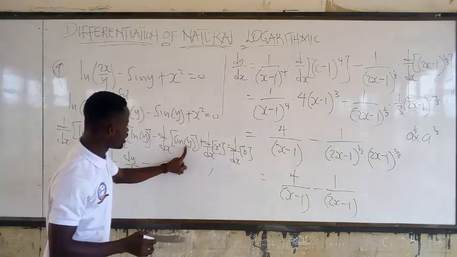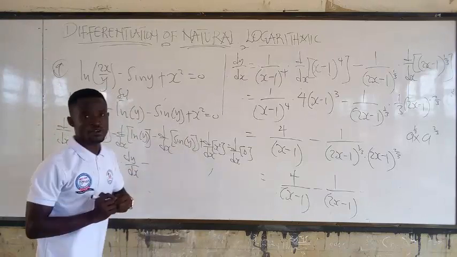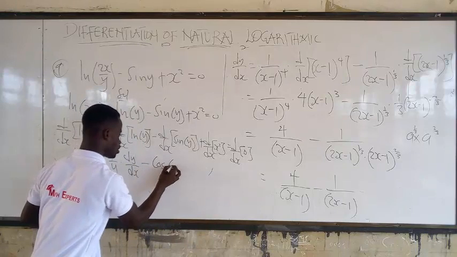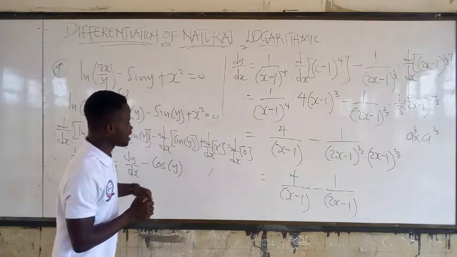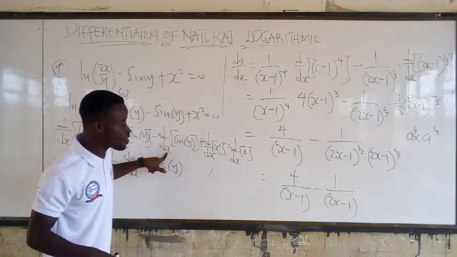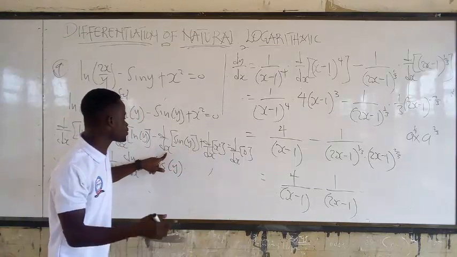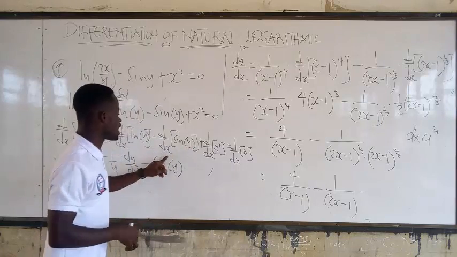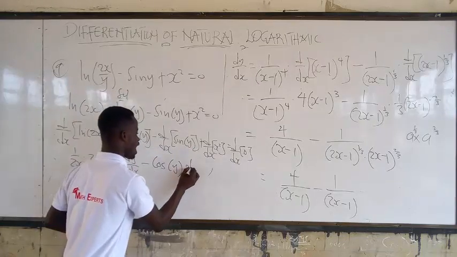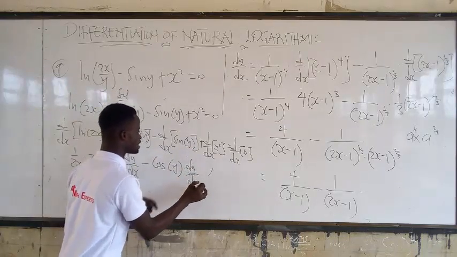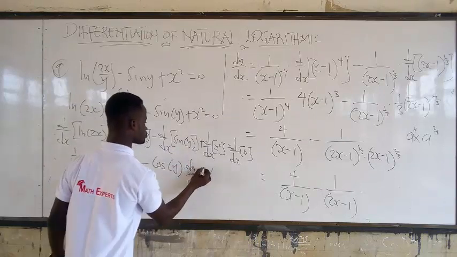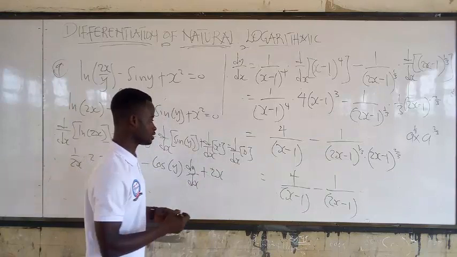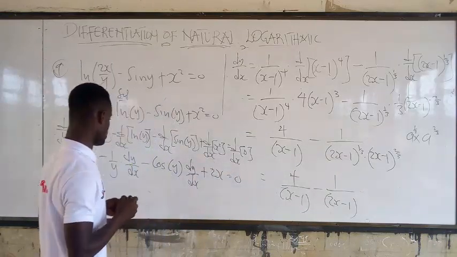Minus, here, differentiate the whole thing. If you differentiate sine, you get cos, so this will be cos y. But since we are taking the derivative with respect to x, and here is y, it becomes implicit. So here will be dy/dx, that's the differential of the inside. Plus this will give you 2x, is equal to 0.